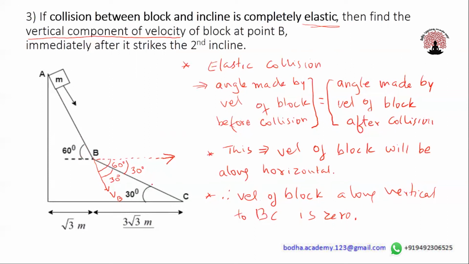Also, you can observe that these two are parallel. So this angle is 30 degrees, which means this is also 30 degrees. So this angle will be 60 minus 30, that is 30 degrees. We know that the angle made by the velocity of the block before collision equals the angle made after collision. So this is 30, this is also 30. So the resultant velocity will be in this direction, along the horizontal direction. So in the vertical direction to BC, there is no velocity. So the velocity of the block along the vertical direction is 0. This is how we are able to solve this problem. Hope you are able to understand clearly. Thank you.